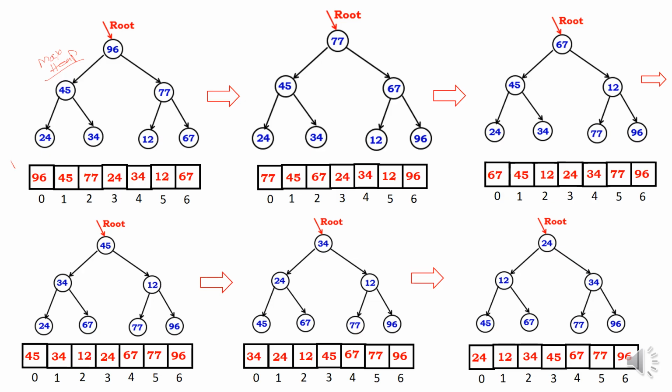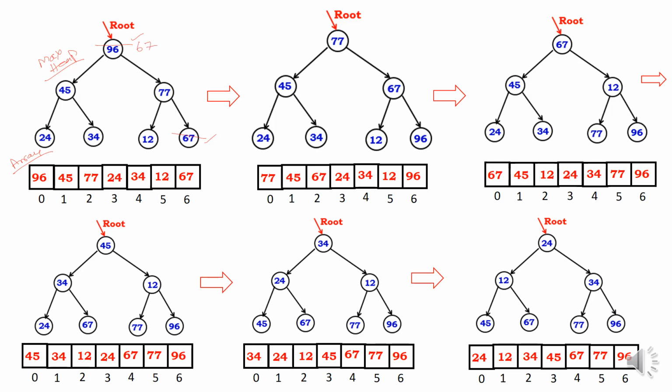So array is specified. The max heap is represented as an array 96, 45, 77, 24, 34, 12, and 67. We know that the largest element is root element. Root element is now interchanged with the last element of the heap, because in a sorted array, the largest element will be placed in the last position of the array. So we are going to replace or interchange root element, the largest element, with the last element of the heap. So 96 is interchanged with 67.